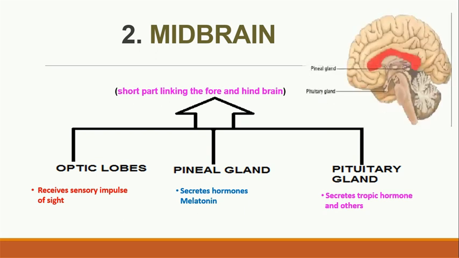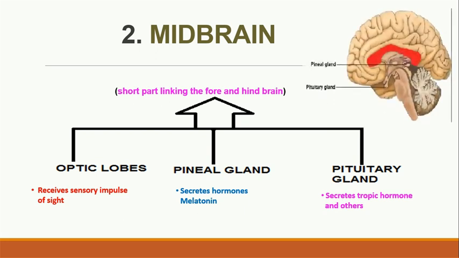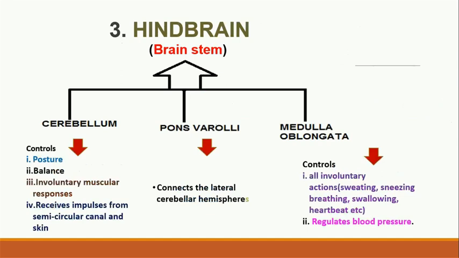So let's look at the image here. It's showing the location of the pineal gland, pituitary gland. Optic lobe is not easily seen, but it's there. Okay, number 3, hindbrain. The hindbrain is also known as the brainstem.